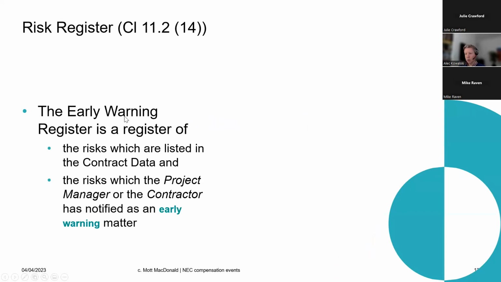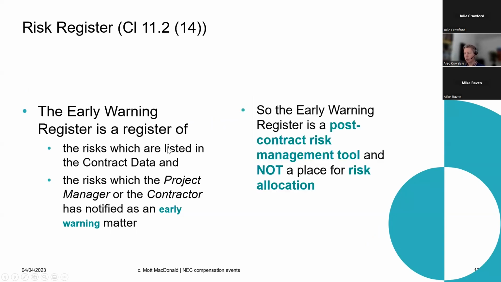The early warning register is a register of the risks listed in the contract data and the risks which the project manager or the contractor have notified as early warnings. That's what it is. It does not contractually allocate risk. It's post-contract. And I realize I'm banging that drum quite heavily there, but it's really important because this gets misunderstood. It gets misunderstood in the procurement phase, and it gets misunderstood when we execute the contracts.